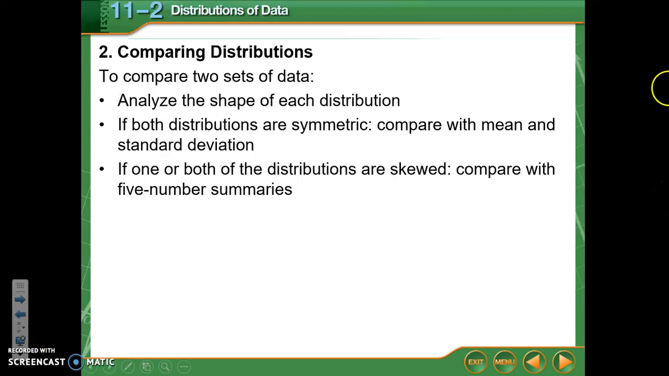All right, today we're going to finish up the second section, which is about distributions of data. There's not a ton of new information in the second half of this section. It's more about just being able to compare distributions well.